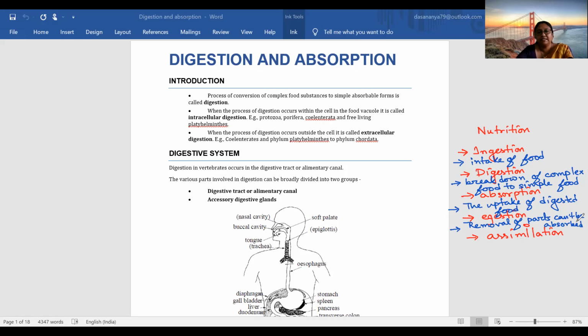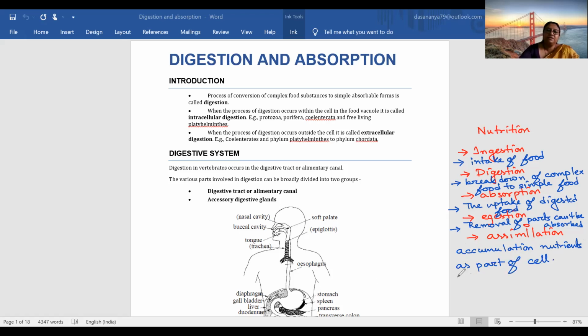So what is this assimilation? Are you hearing about it for the first time? So assimilation means accumulation of nutrient as part of cell.